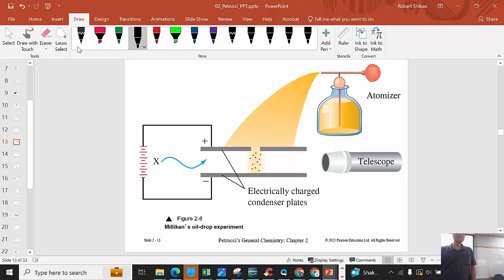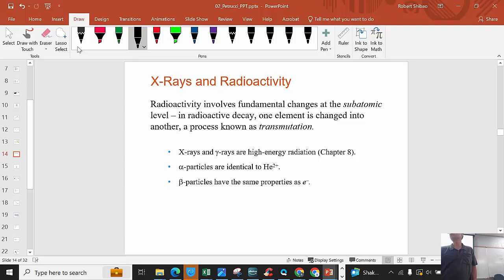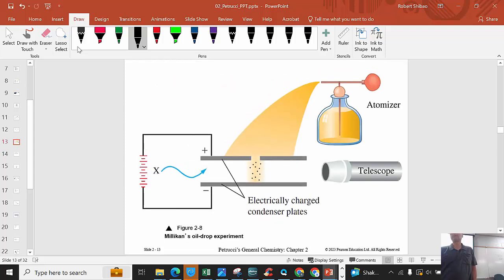So J.J. Thomson discovered the electron. Millikan got the charge on the electron. I think I must have missed something. Why oil?